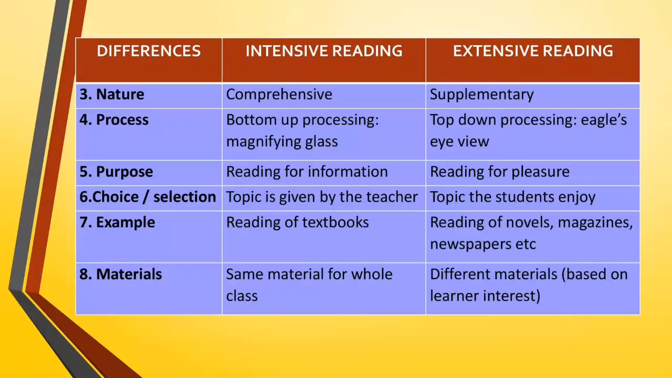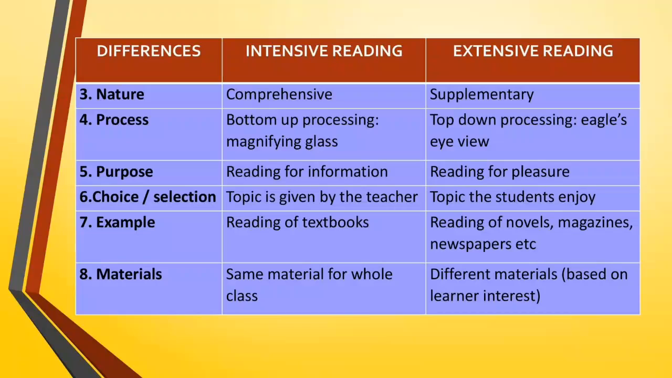Number 4. Process. Intensive reading is bottom-up processing, like a magnifying glass. Extensive reading is top-down processing, like an eagle's eye view. Number 5. Purpose. Intensive reading is reading for information. Extensive reading is reading for pleasure. Number 6. Choice or selection. Intensive reading: the topic is given by the teacher. Extensive reading: the topic is one students enjoy.